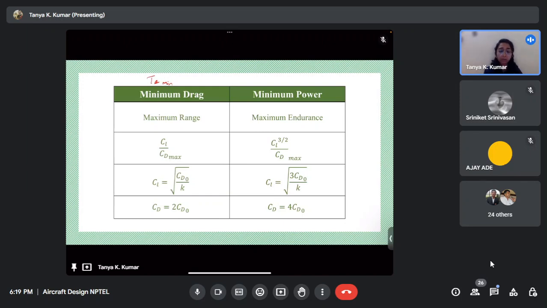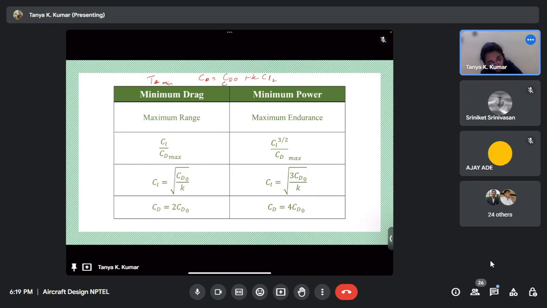So CL for the minimum drag condition or minimum thrust required condition is root of CD naught by K. For minimum power, it is root of 3 CD naught by K. Similarly, for the drag, you just have to remember the CL. Drag you can easily derive from your drag polar equation. So if I write CD equal to CD naught plus K CL square and plug in the values for each case, let's just do it for minimum drag.